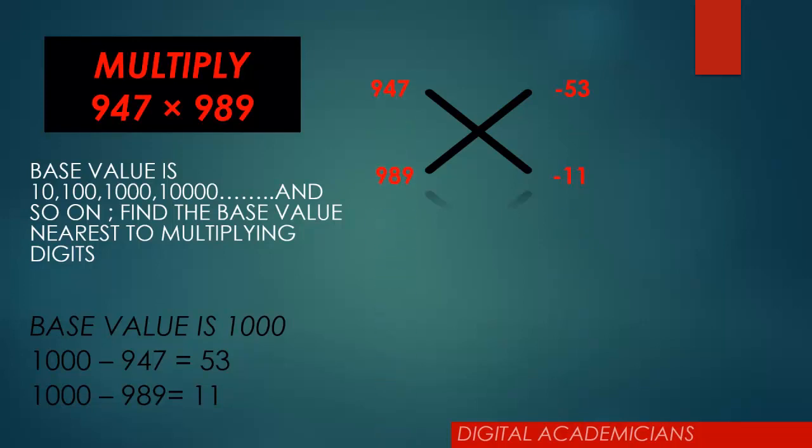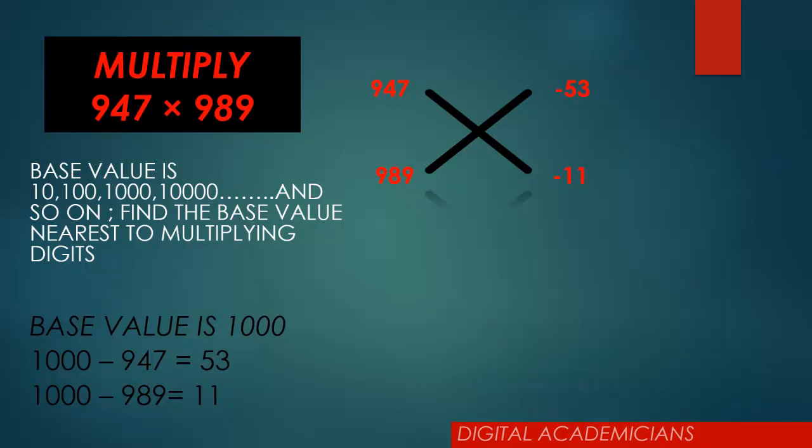On the left hand side of the cross, we will be writing the multiplying numbers, and on the right hand side of the cross, we will be writing the difference of these multiplying numbers from their base value, that is 1000. Since 947 is 53 less than and 989 is 11 less than their base value 1000, hence we are using the negative sign to depict their difference from their base values.